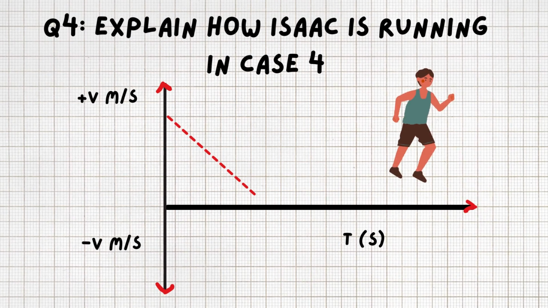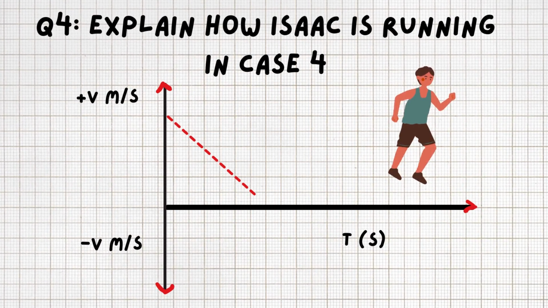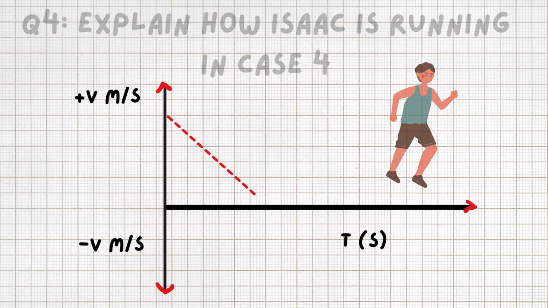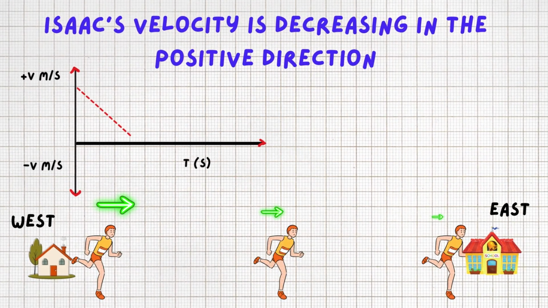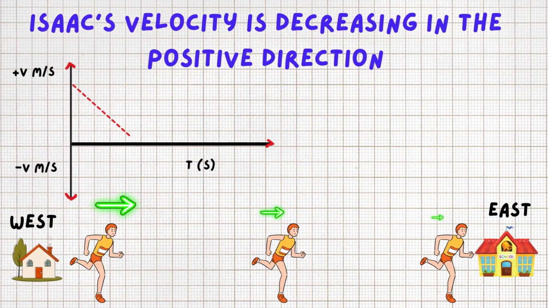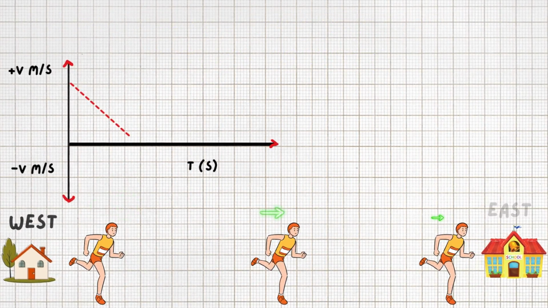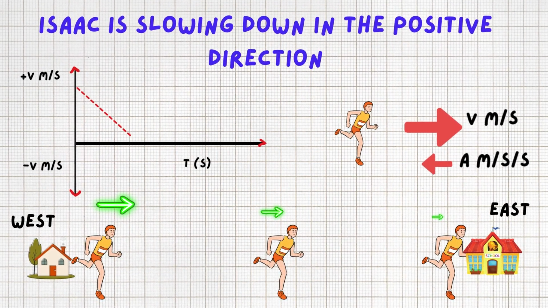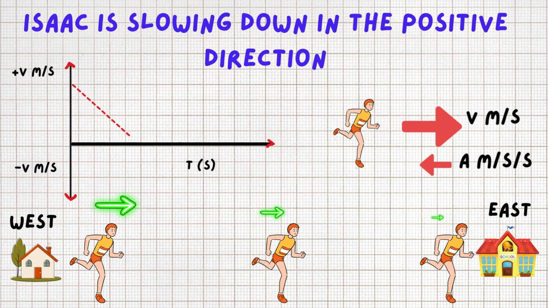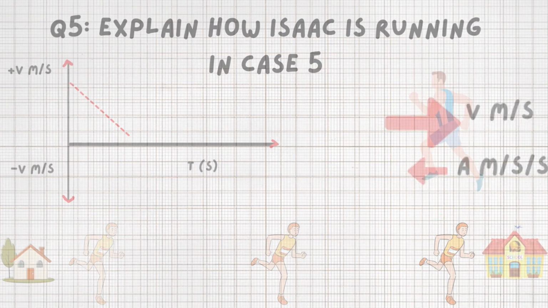Question 4. Explain how Isaac is running in case 4. A line that slopes towards the x-axis in the positive quadrant means Isaac's velocity is decreasing in the positive direction. In this case, velocity and acceleration are in opposite directions, which means Isaac is slowing down.